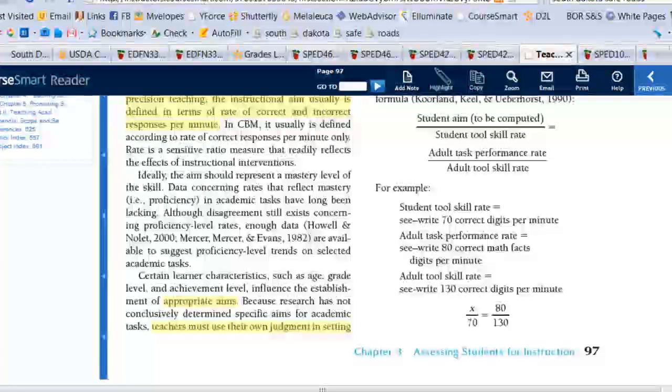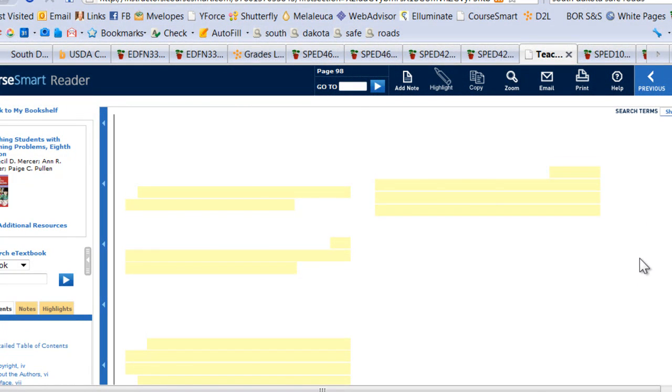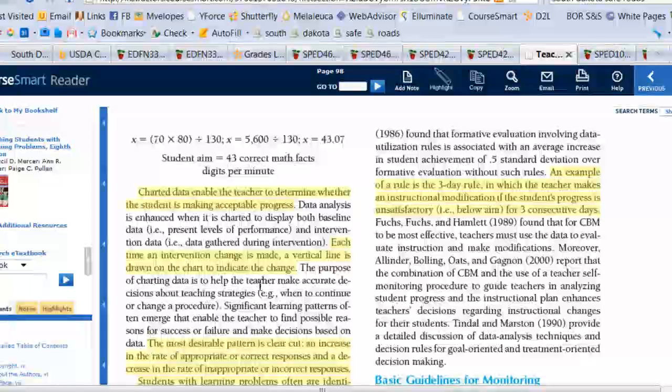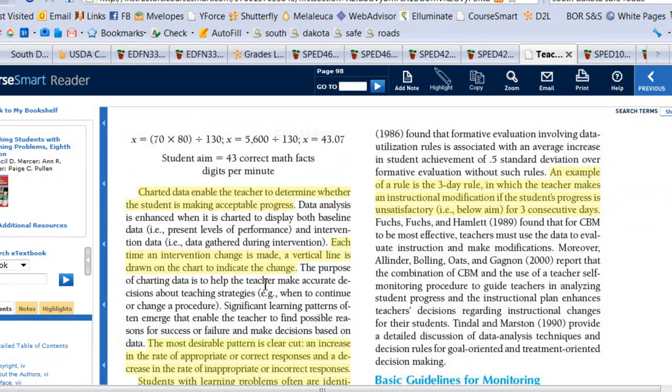And this takes you all through how to figure out what that aim might be. Charted data enable the teacher to determine whether the student is making acceptable progress. That's your job. And if they're not, is the goal too high? Or is it your instructional methods? And this is what we expect you to be as a special ed teacher. We expect you to be kind of a methods guru, that you always have another thing to try.